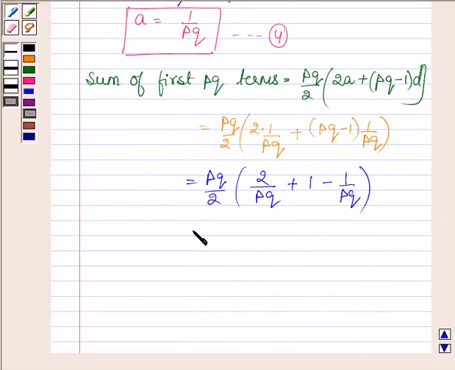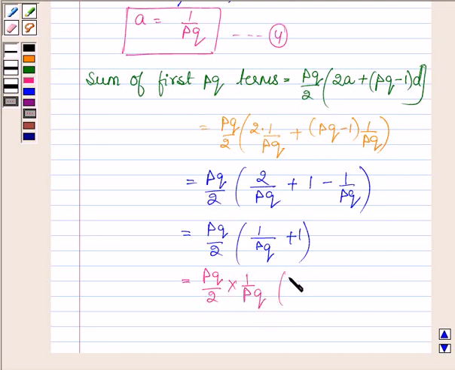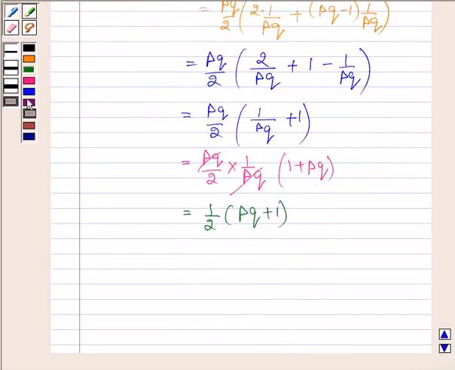Which further implies PQ upon 2 into 1 upon PQ plus 1, or we have PQ upon 2 into 1 upon PQ into 1 plus PQ inside the bracket. These two cancel out and we have half of PQ plus 1.